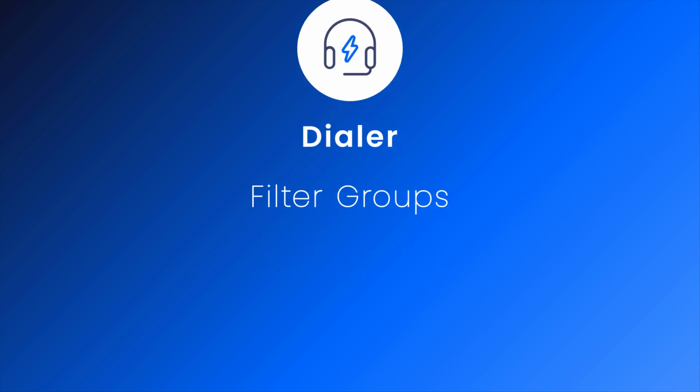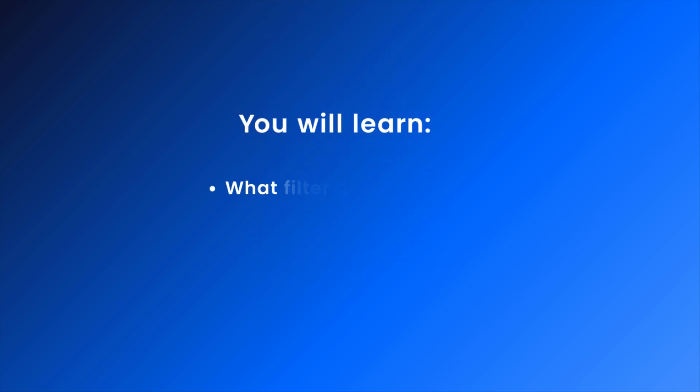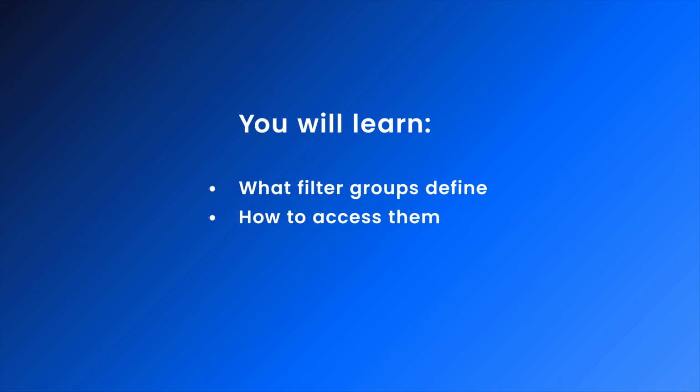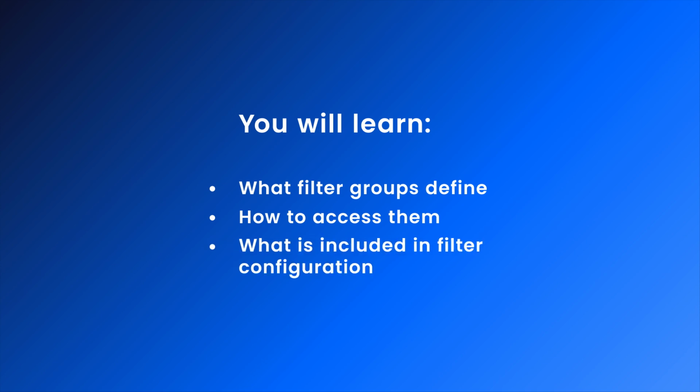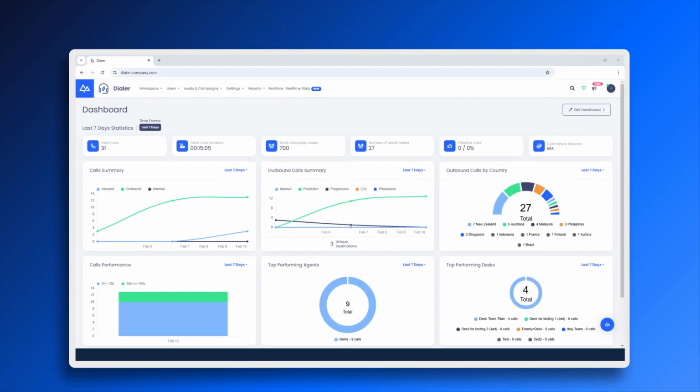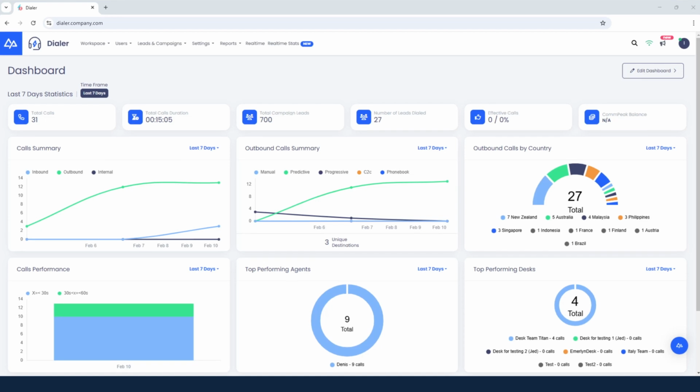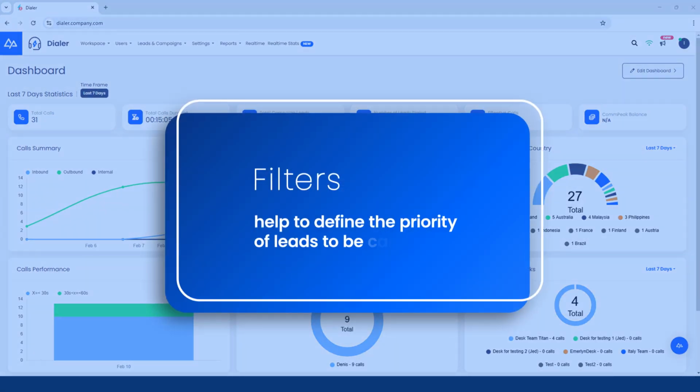In this video, we will talk about logical filters as essential components of user groups in the CommPeak Dialer. You will learn what filter groups define, how to access them, and what is included in filter configuration. In user groups, we decide which leads we call and with which priority. Filters in user groups help to define the priority of leads to be called.